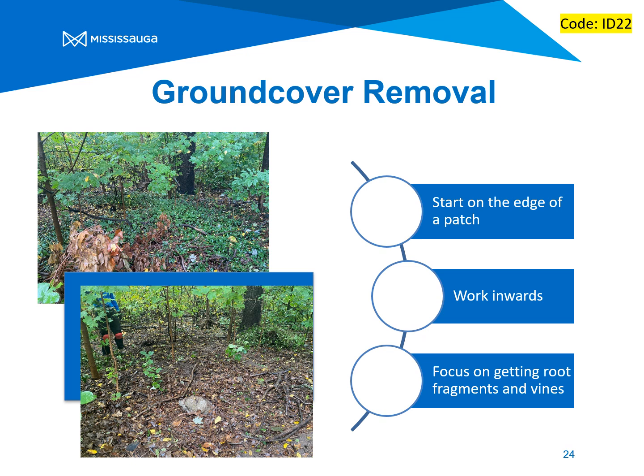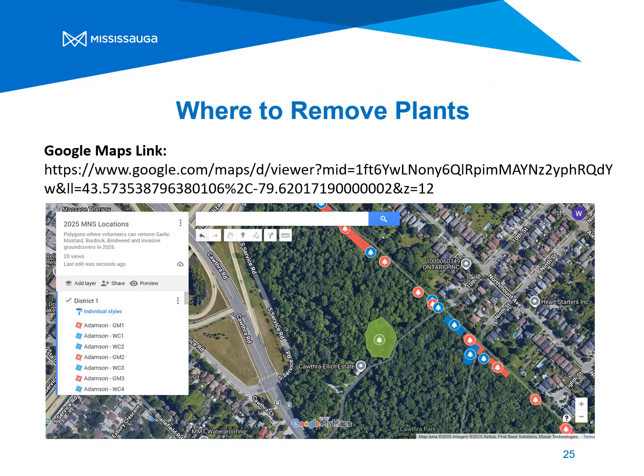To remove ground cover species, start on the edge of the patch and work your way inwards. We want to remove the leading edge to prevent the patch from spreading. Focus on removing all the root fragments and vines and bagging all plant material, as the plants can grow back from any fragments left behind. The photo is the before and after of a ground cover removal at Sawmill Valley Trail.